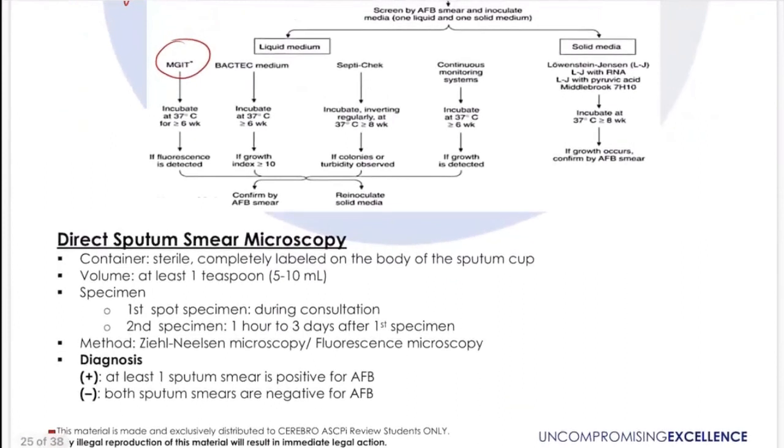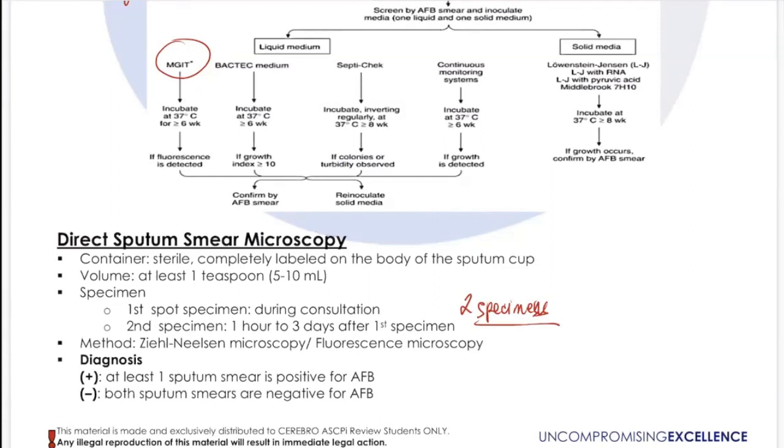So for DSSM, of course, the specimen must be collected in a sterile, completely labeled specimen cup. The volume of the sputum should be at least 1 teaspoon, so that is approximately 5 to 10 ml. Dati pa yung 3 specimen. Ngayon, 2 na lang yung specimen requirement for DSSM. So the first specimen is during your first consultation, so that could be a spot specimen. And the second specimen should be provided 1 hour to 3 days after the first specimen. Okay?